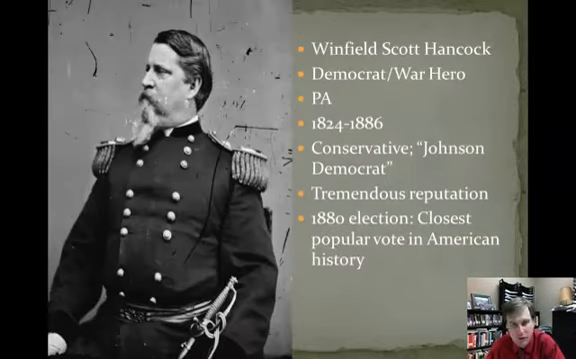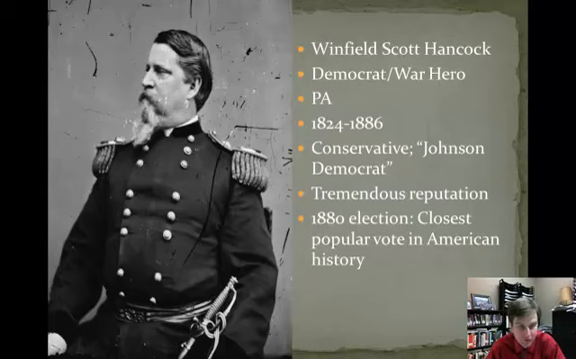He would be opposed in 1880 by Winfield Scott Hancock, a war hero, a Democrat, but a conservative Democrat, more of a Johnson Democrat. He had a great reputation, primarily because of his activities during the war between the states. He was a great participant in that struggle for the North, but he was liked by the South because of his politics.